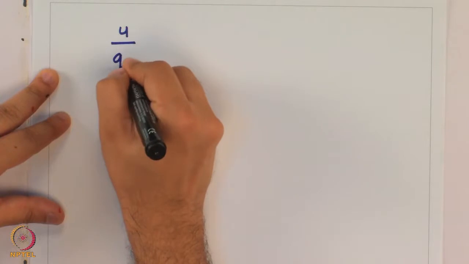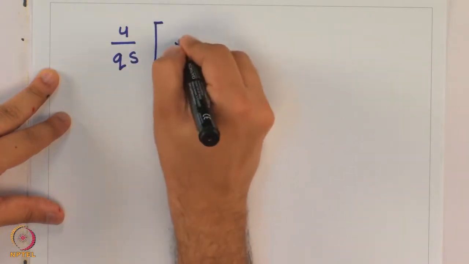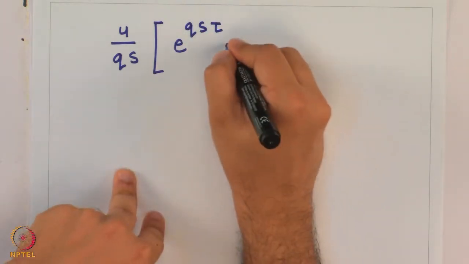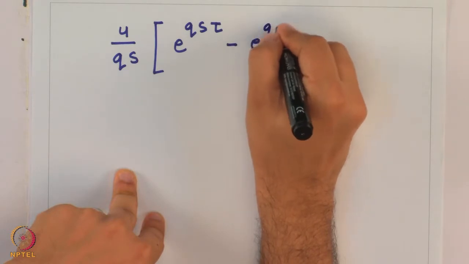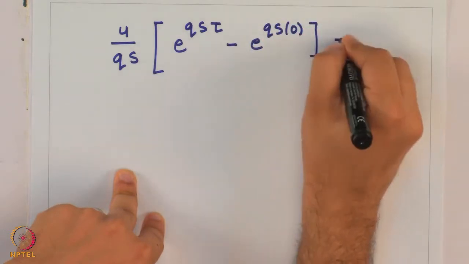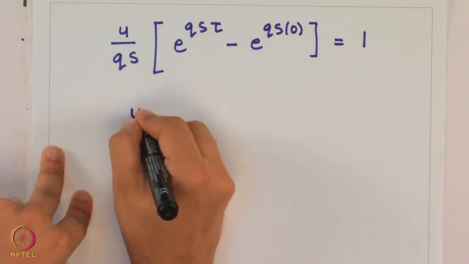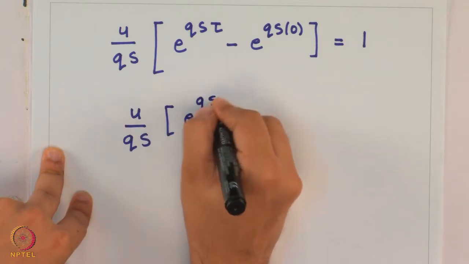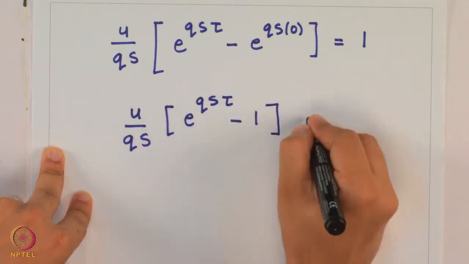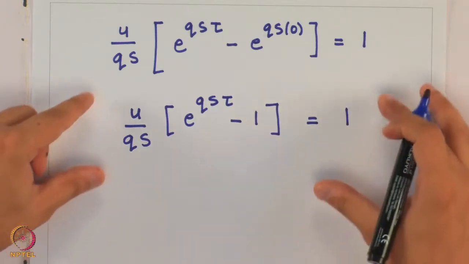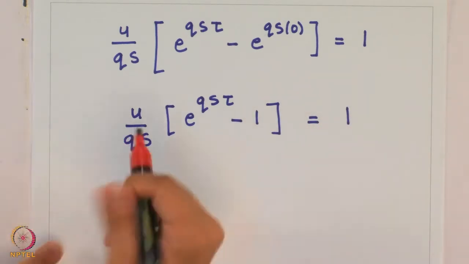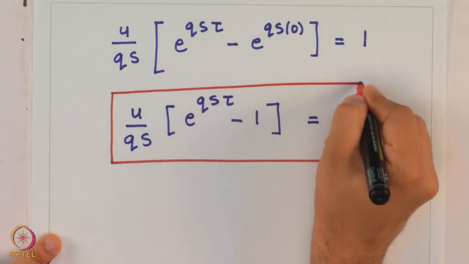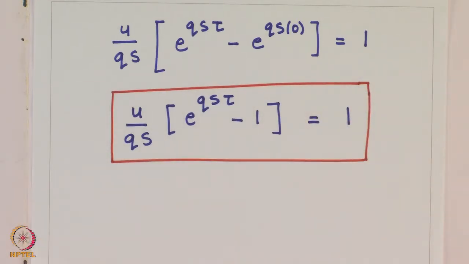u divided by qs, e to the power qs tau minus e to the power qs into 0, which equals 1, which gives me u divided by qs times e to the power qs tau minus 1, which is equal to 1. Now, I have to solve this particular expression for a value of tau, and that will give me the time it takes for a new beneficial mutation to become established in the population.